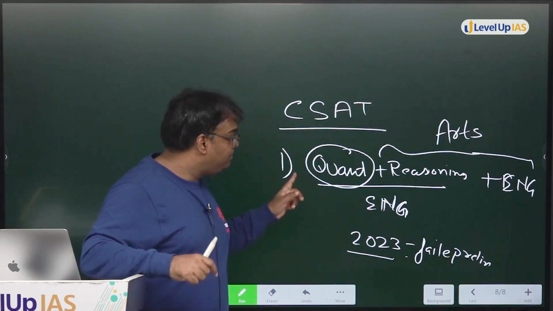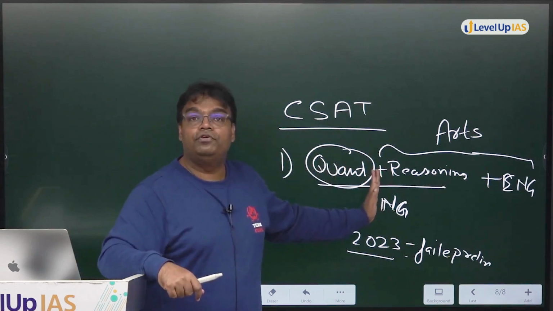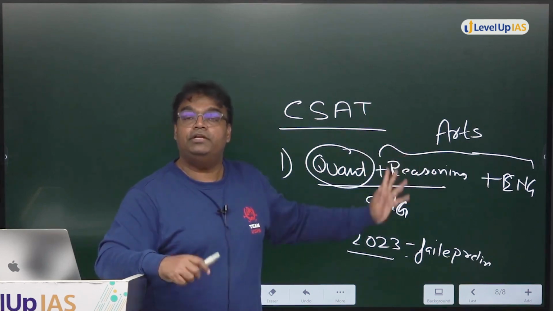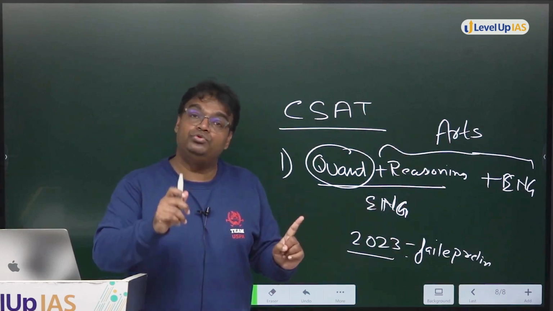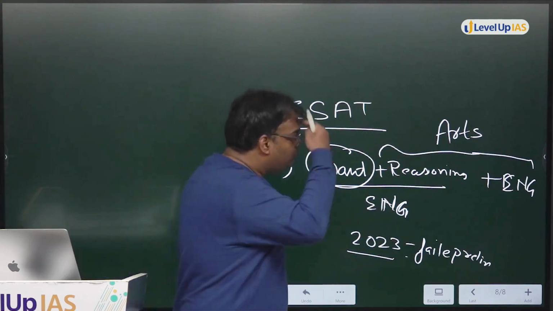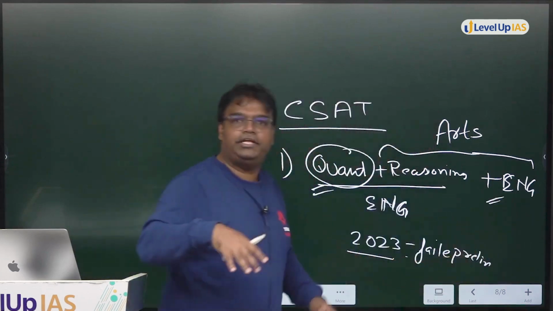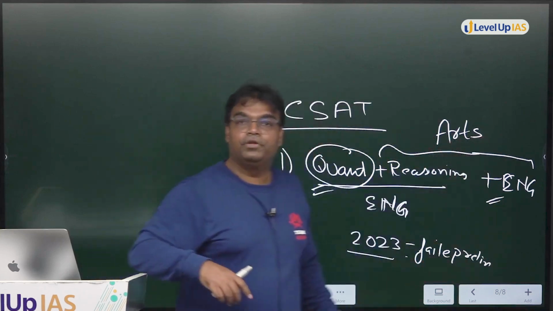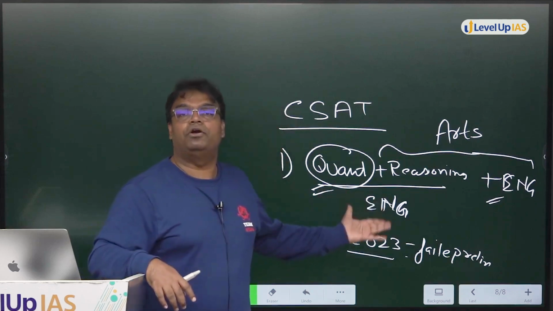If these people who had relied completely on quant and reasoning would have said, no, I'll do English also, then what would have happened? They would have done well in the 2023 exam also. English comprehension was not difficult at all. Similarly, in 2024 quant came easy and English comprehension was a bit tricky. These people were at advantage, these people suffered. Why did this happen? Because they relied on only one part of the syllabus.